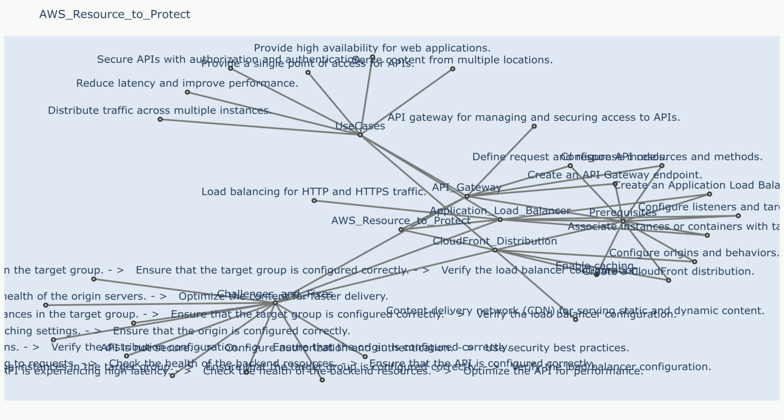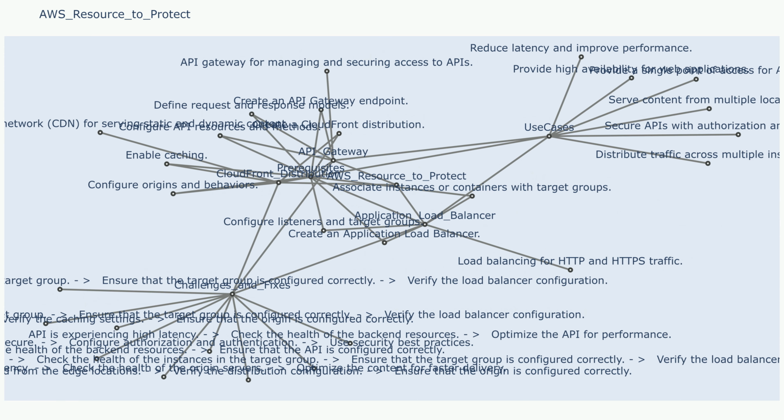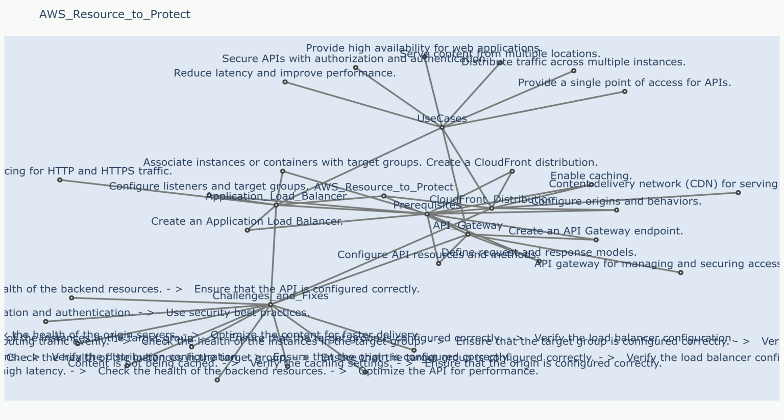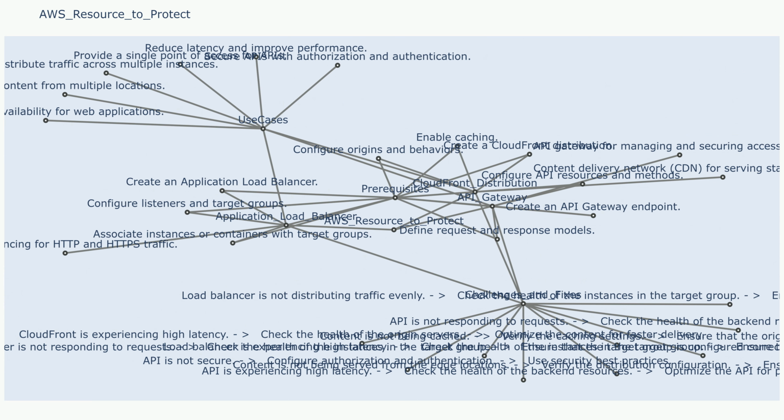Check if the target group is experiencing a high error rate, which might trigger a health check failure and lead to uneven distribution. Consider enabling cross-zone load balancing for better traffic distribution across availability zones. Load balancer is experiencing high latency.